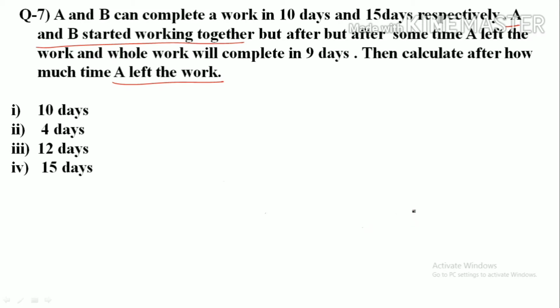This we have to always remember. A completes in 10 days. B completes the same work in 15 days. Both complete the work, and the total work comes out to be 30 units. A's efficiency comes out to be 3. B's efficiency comes out to be 2.